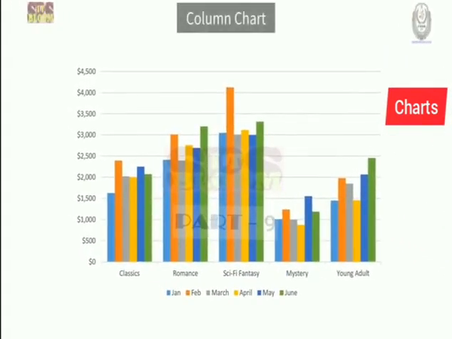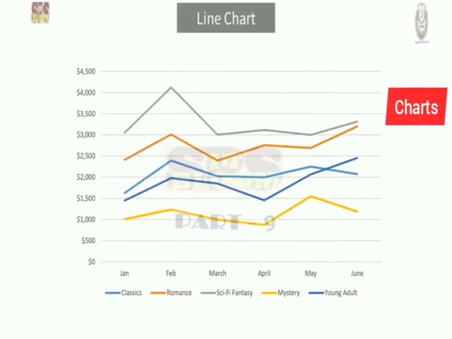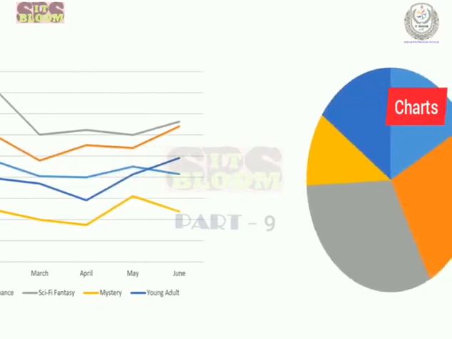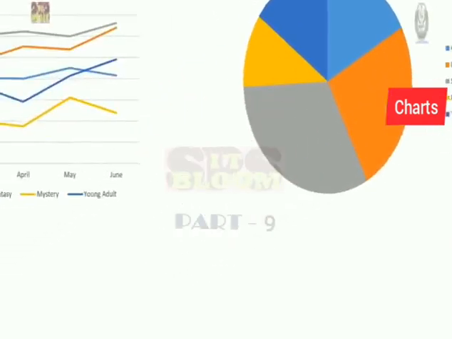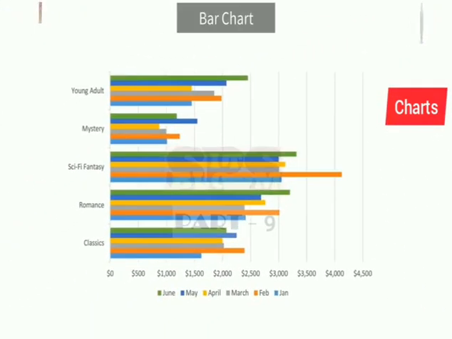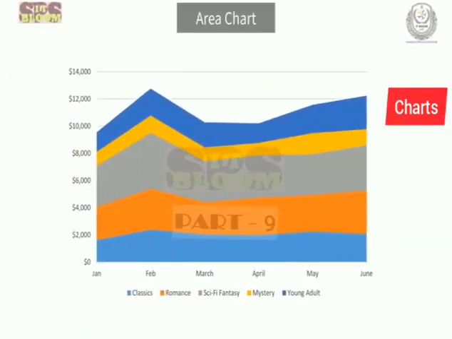Column charts are good all-around charts. They work with many different types of data. Whereas line charts are best for showing trends over time. Pie charts are unique because they let you see your data in proportion instead of on a graph. We also have the bar chart, which is basically just a column chart turned on its side. And finally, area charts, which are similar to line charts, except the areas under the lines are filled in.